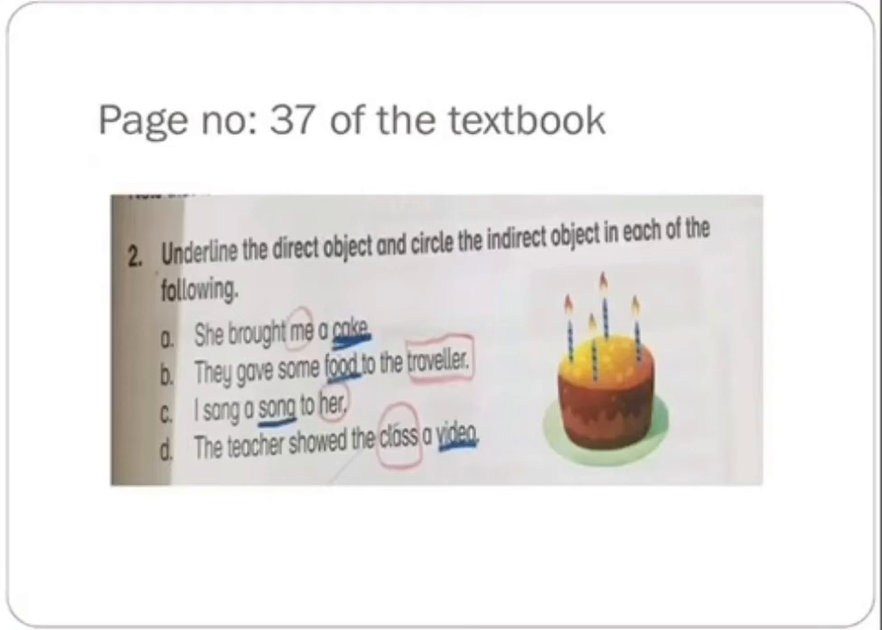Basically, direct objects answer the question of what. An indirect object answers the question of to whom, from whom, for whom, at whom. So, the example, the teacher showed the class a video. What did she show? The video. So that is the direct object. And to whom did she show the video? To the class. So class is the indirect object.